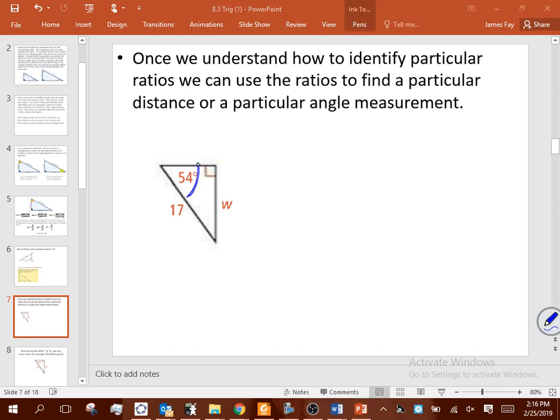So what we do is we identify the angle that I'm interested in. The angle that I'm interested in is 54 degrees. That's the one they present me, right? All right, then I'm going to label everything off of that. What is this side off of 54? Opposite. What is 17?